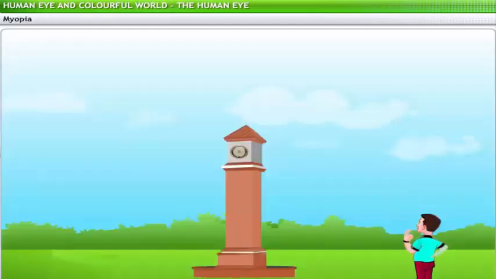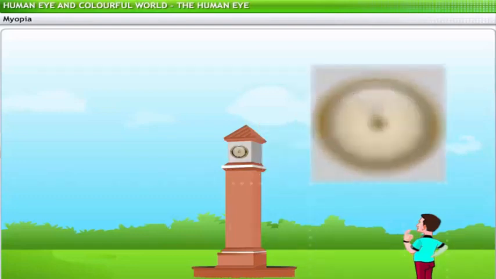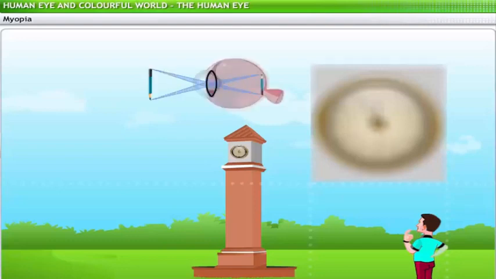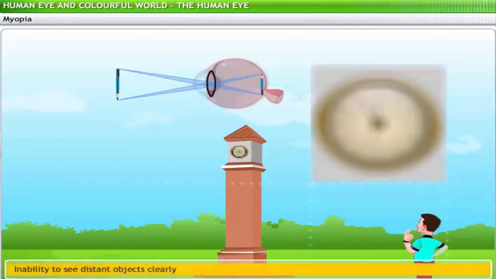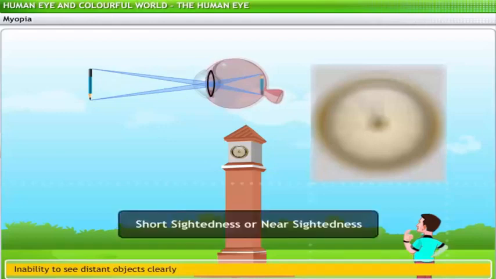Let's look at each of these defects in detail. Look at the image of the clock tower as it appears to Uncle Tom without his glasses. As you can see, the image is indistinct. This is because Uncle Tom is suffering from myopia. Myopia is a defect in which a human eye can see nearby objects clearly, but distant objects appear blurred and unclear. Myopia is also known as short-sightedness or nearsightedness.